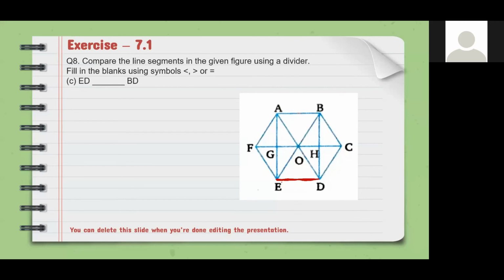ED and the next segment is BD. This is BD. So first you will draw one line. You will mark here ED. Then you will draw one more line and you will mark BD. So BD will come bigger definitely. So BD is more, that's why this is greater. Okay. Next one.